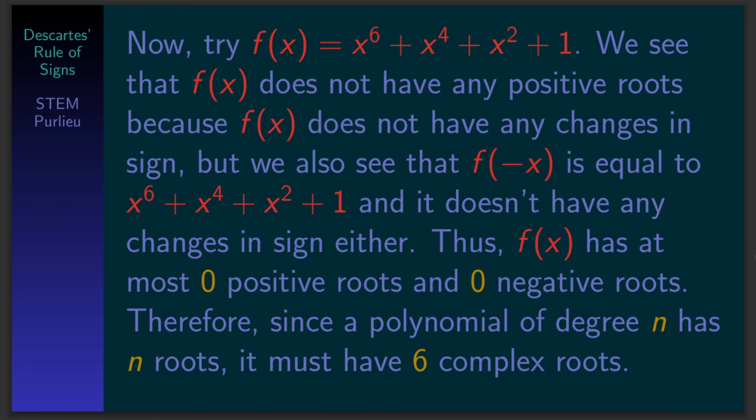Now try f of x equals x to the sixth plus x to the fourth plus x squared plus 1. We see that f of x does not have any positive roots because f of x does not have any changes in sign, but we also have f of minus x is equal to x to the sixth plus x to the fourth plus x squared plus 1, and it doesn't have any changes in sign either. Thus, f of x has at most 0 positive roots and 0 negative roots. Therefore, since a polynomial of degree n has n roots, it must have 6 complex roots.